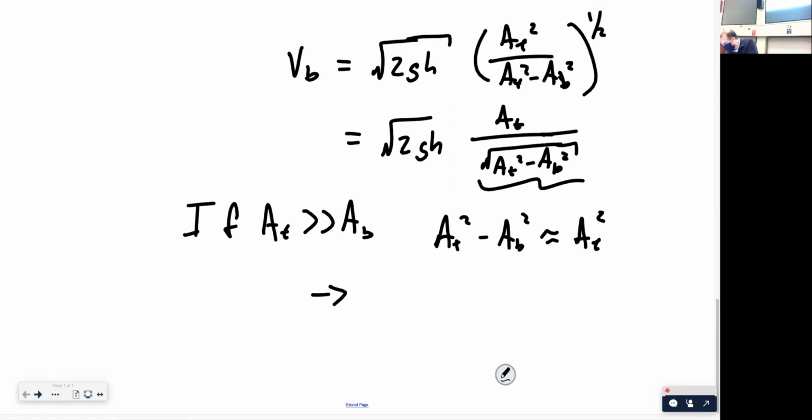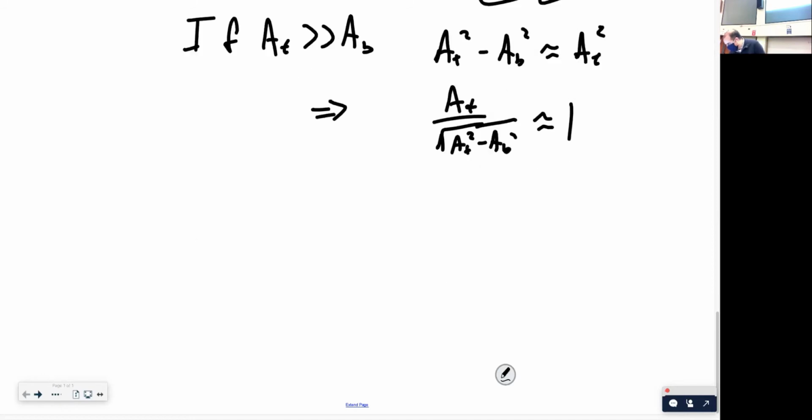And if that's true, then the square root of AT squared minus AB squared is basically just AT, and those two just cancel out. This whole term, AT over the square root of AT squared minus AB squared, is basically 1. It basically goes away. And that means that our velocity out the bottom is roughly square root of 2GH.